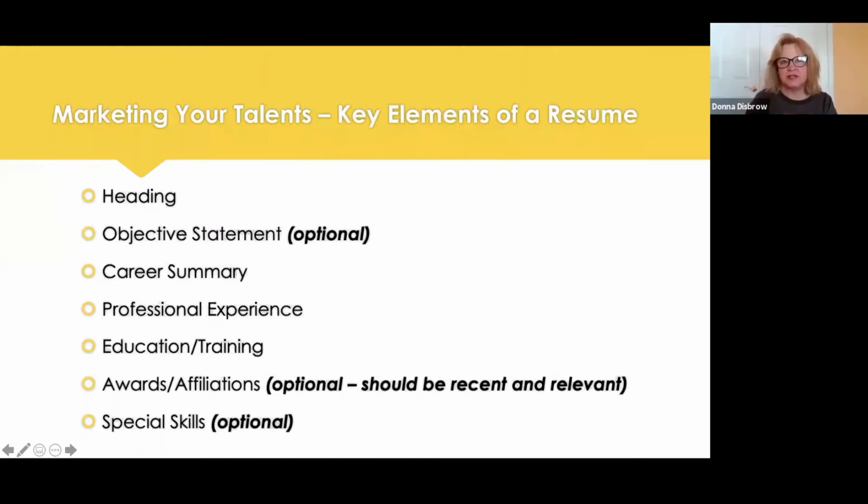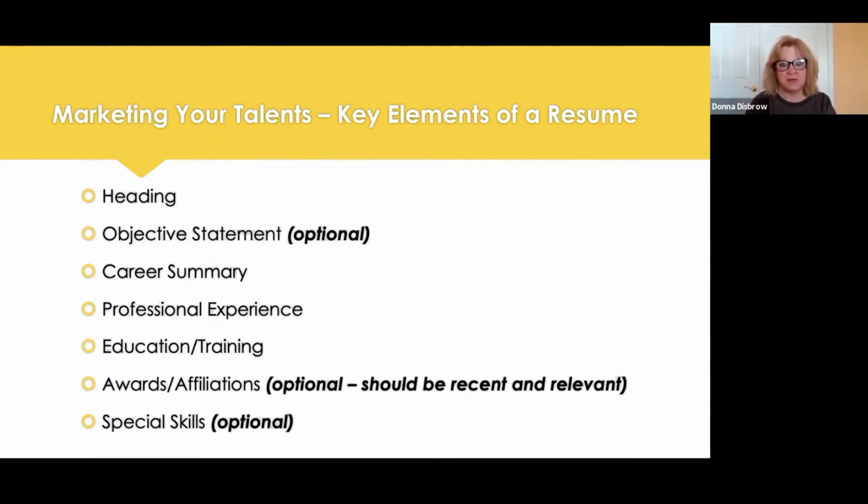So I wanted to share with you the key elements of a resume, and you could talk to probably 100 people and get 100 different answers, but these are my answers, and they've worked for the people that I've helped, and I think that they would work for anyone. So obviously there would be a heading which would include all your important information.